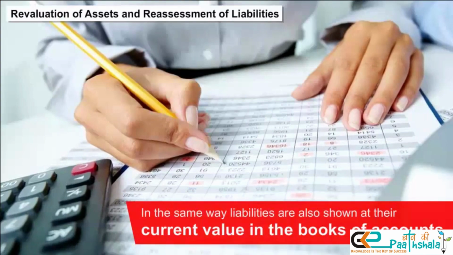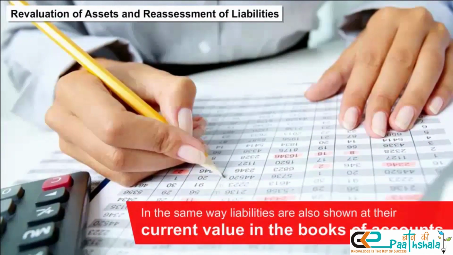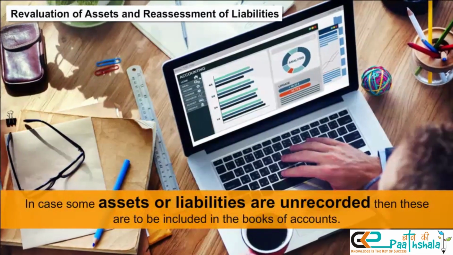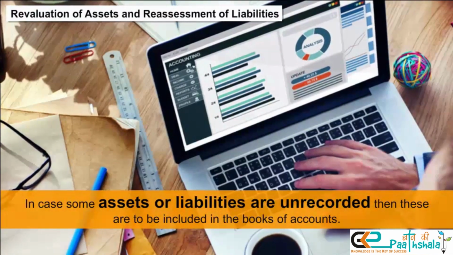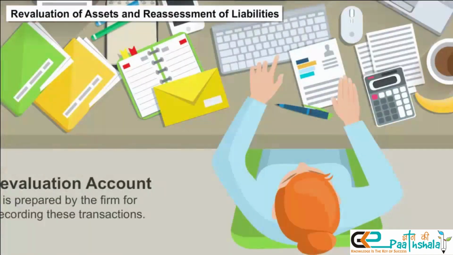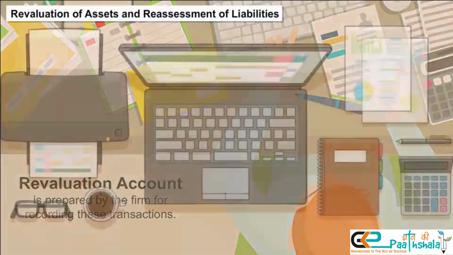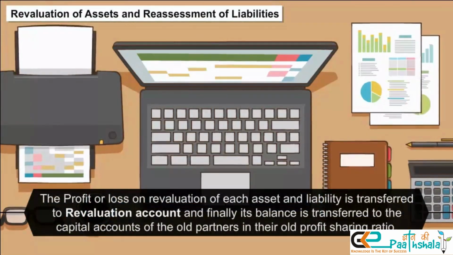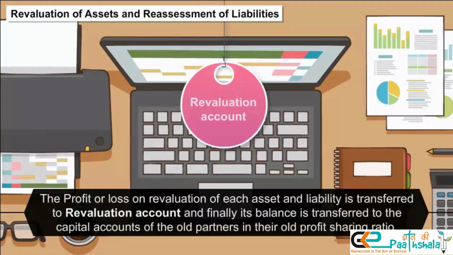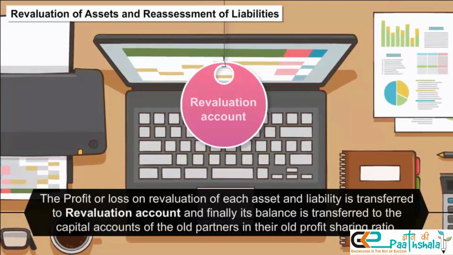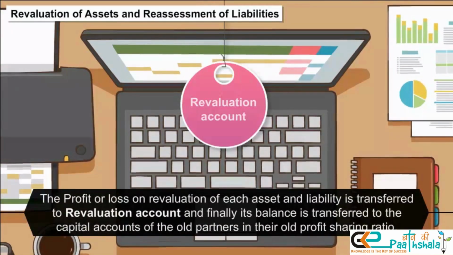In the same way, liabilities are also shown at their current value in the books of accounts. In case some assets or liabilities are unrecorded, then these are to be included in the books of accounts. Revaluation account is prepared by the firm for recording these transactions. The profit or loss on revaluation of each asset and liability is transferred to revaluation account, and finally its balance is transferred to the capital accounts of the old partners in their old profit-sharing ratio.